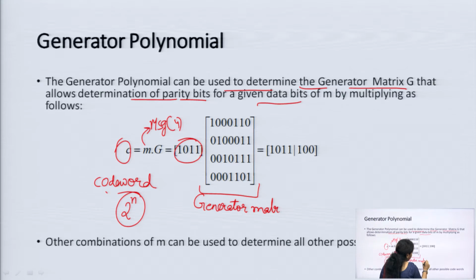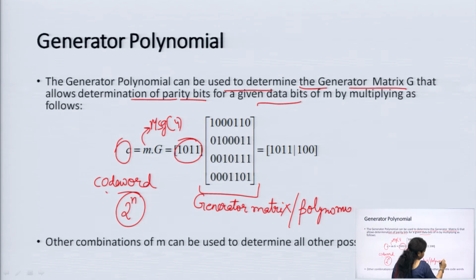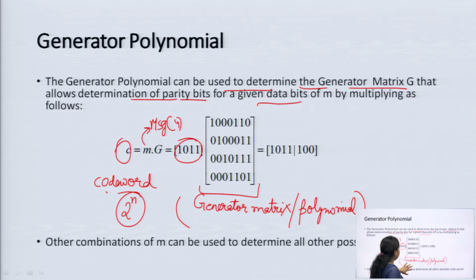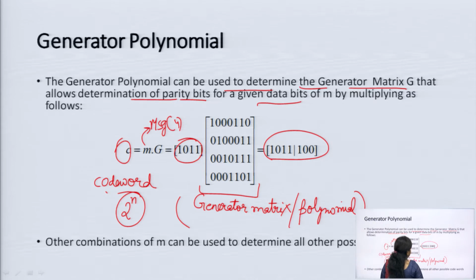You can say this is the generator polynomial. So, this is the generator matrix or the generator polynomial. This is the message you have to multiply. Simply the matrix multiplication will be applied over here, and then this will be equivalent to the code word. So, 2 to the power n number of code words will be generated over here. This is the first code word that has been generated.